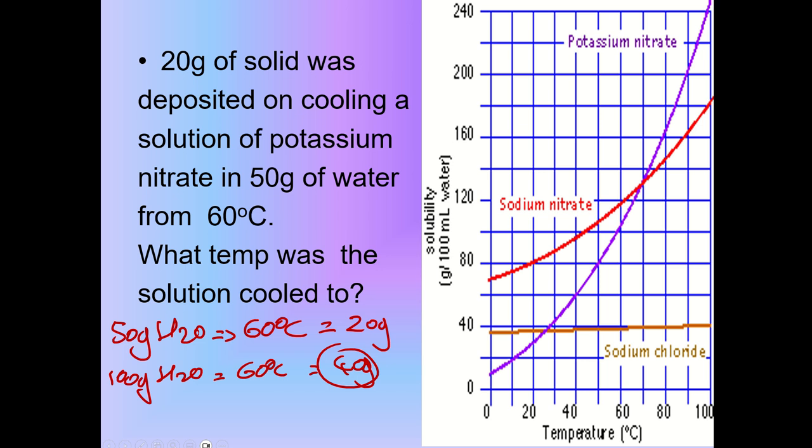So we're working on the purple line. We're starting at 60, going up to the purple line, which brings us up to here, that is 100 grams. If we were to cool that, we would deposit 40, so we're taking away our 40 and going down to 60 grams. So here's our 60 grams, we go across to there. That is 40 degrees Celsius. What temperature was the solution cooled to? Well, the solution was cooled to 40 degrees Celsius.